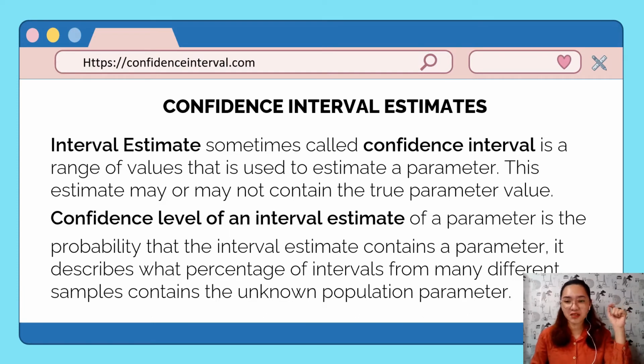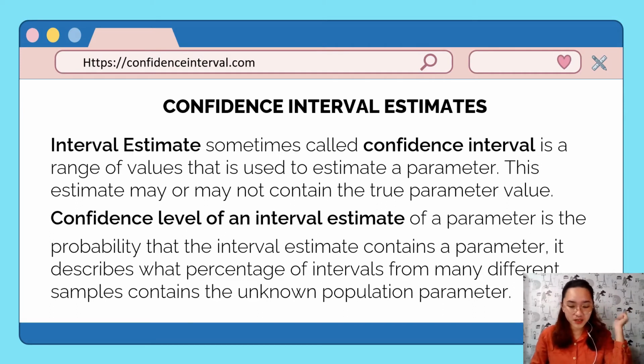And this estimate still may or may not contain our true parameter value. So, possible pa rin na wala siya dun sa range of values. Pero napakabihira naman po yun ang nangyari. That's why we have what we call the confidence level. Yan. So yung confidence level of an interval estimate is the probability that the interval estimate contains a parameter. So it describes what percentage of intervals from many different samples contains our unknown population parameter.